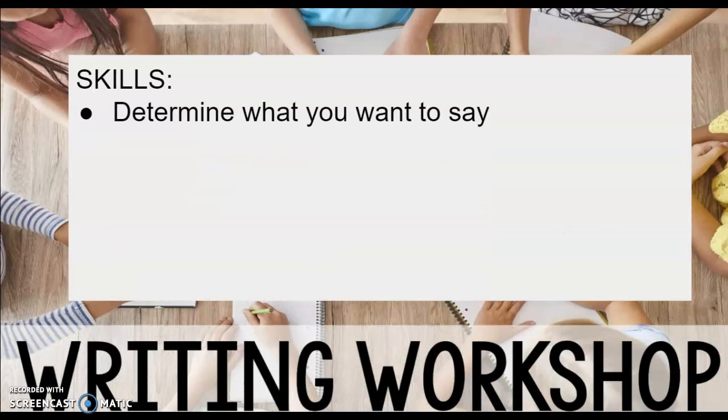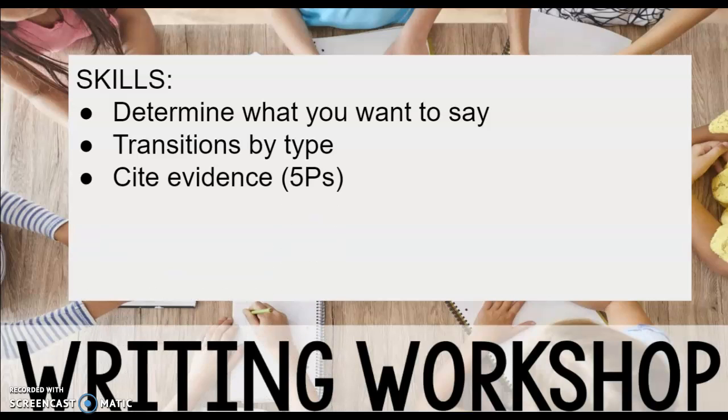Skills we're going to develop this year: determine what the students want to say. What is their voice? What do they say about the topic? Transitions. Instead of throwing 100 transitions at them, I go transition by type. First one will be time order sequence. It just fits with summary writing. Citing evidence, using in-text citations, which Mr. Grasso and I call the 5 Ps, stands for parenthesis, person, page, parenthesis, period.